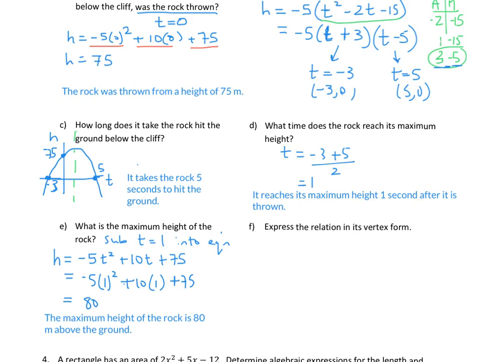And then we have expressed the relation in its vertex form. So again, that vertex form, we want that value of a to be -5 because that's what it is equal to in the original function. So y, or no, I'm going to use h for height, equals -5(t - 1)^2 + 80, since the maximum was at 1. So now we've written that relationship in all three forms. We have the standard form, we have the factored form from part B, and now we have the vertex form.